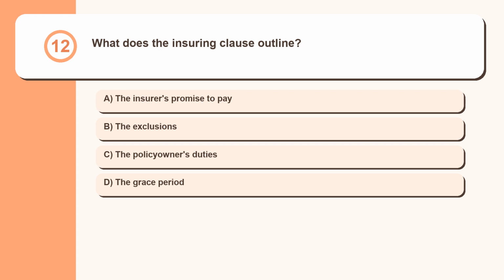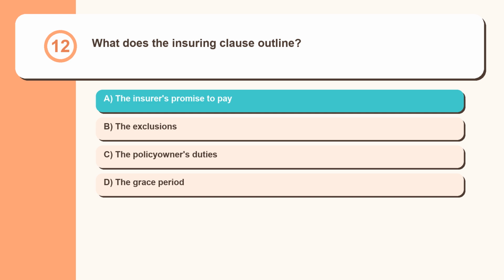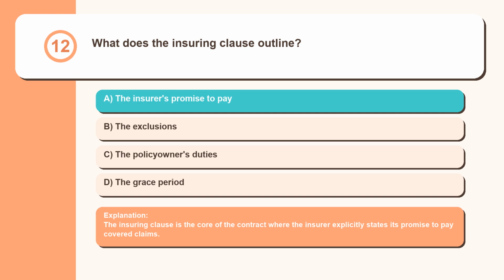Question 12. What does the insuring clause outline? The insurer's promise to pay, the exclusions, the policy owner's duties, the grace period. The insuring clause is the core of the contract where the insurer explicitly states its promise to pay covered claims.